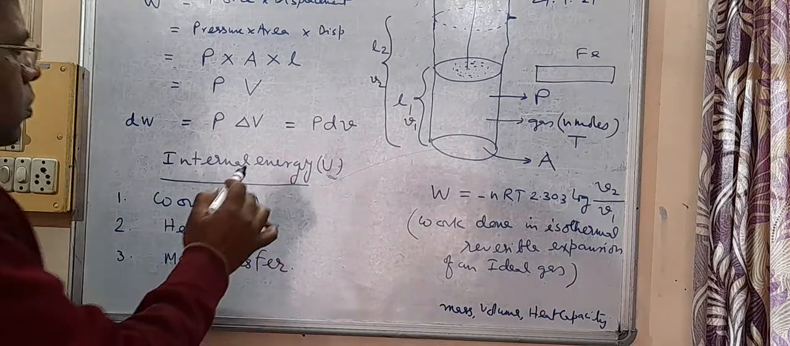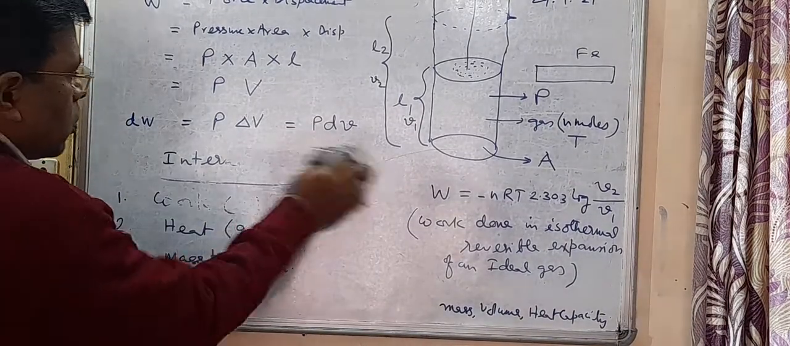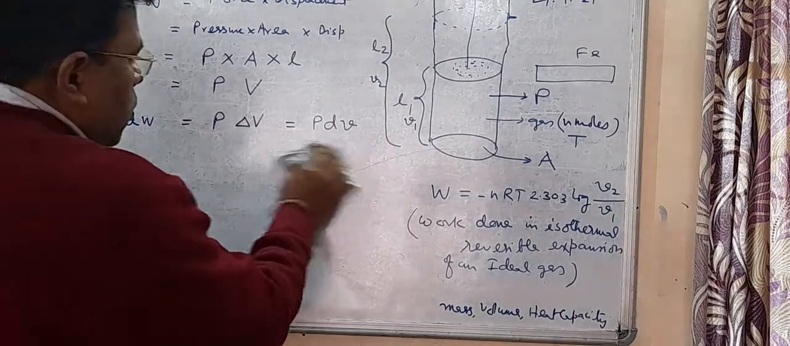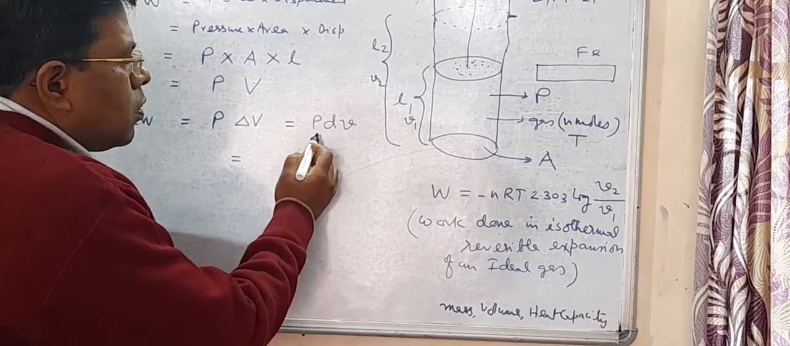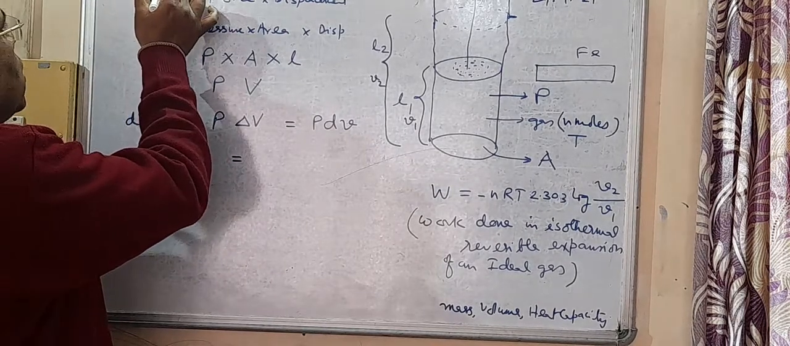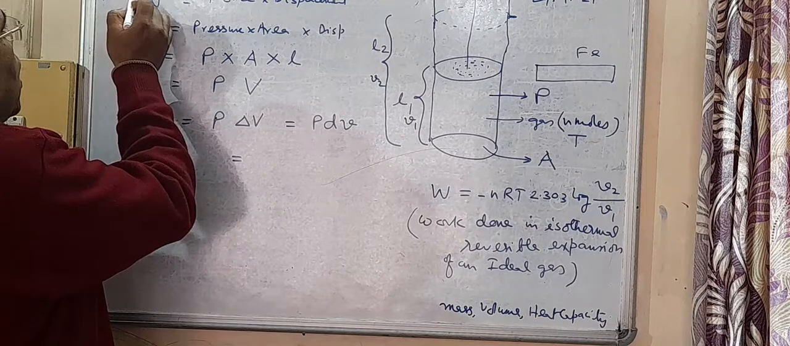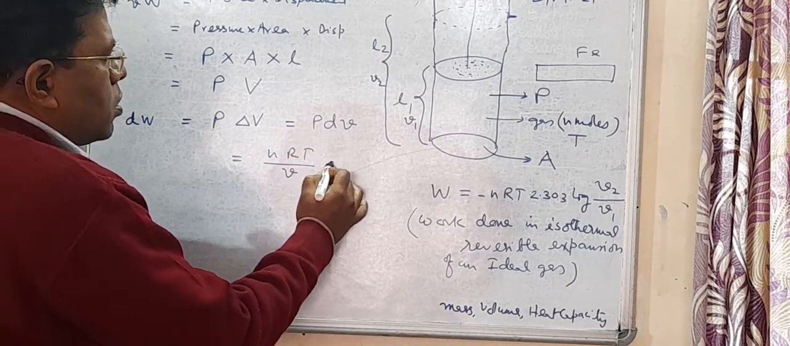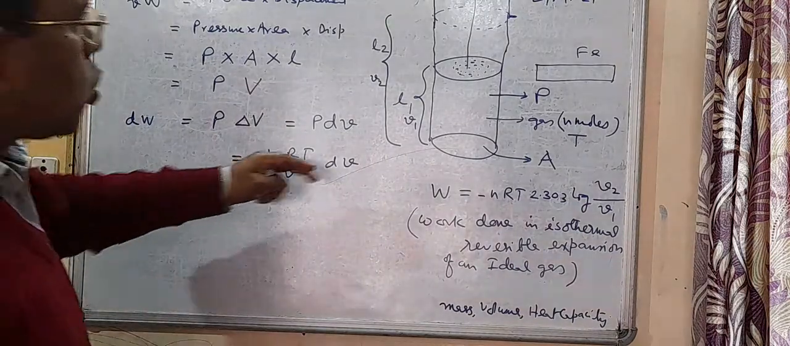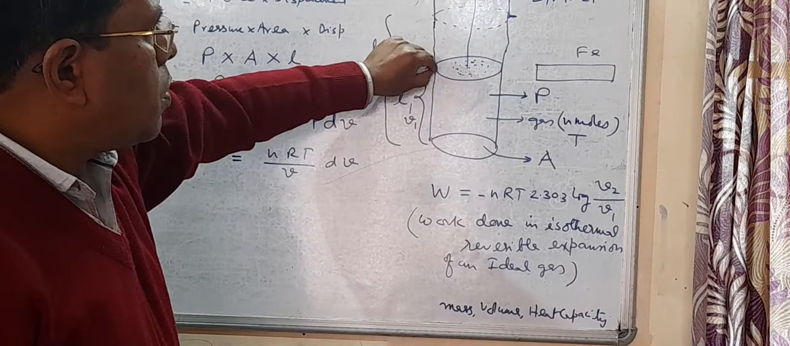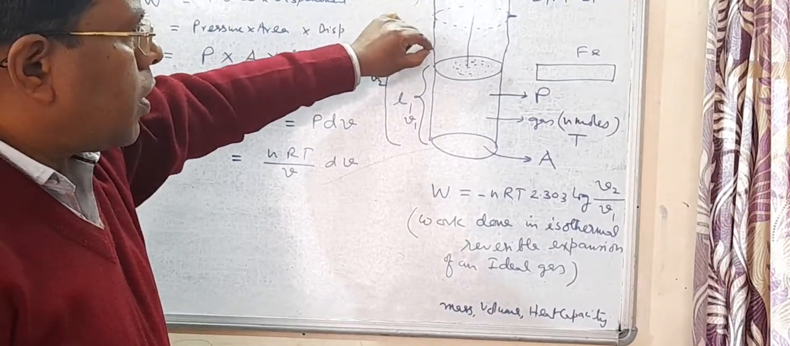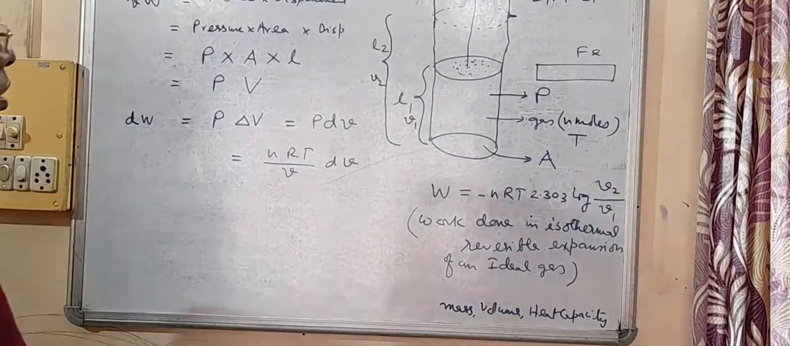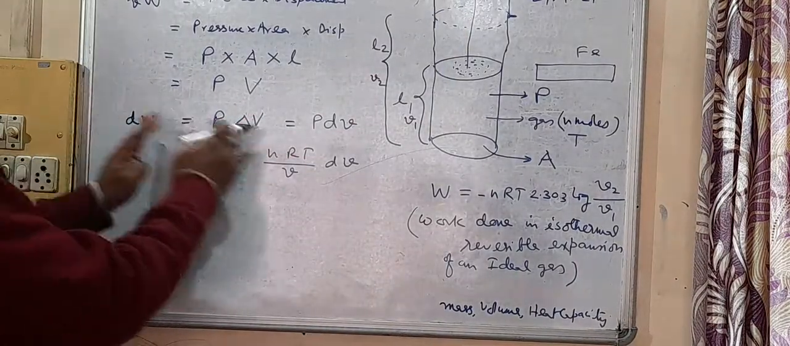Since we know PV equals nRT, P will be nRT by V, so we substitute nRT by V for P in dV. Now the total work obtained as we bring the piston in a small number of steps, by a number of infinitesimal changes, will be the addition of all these works.